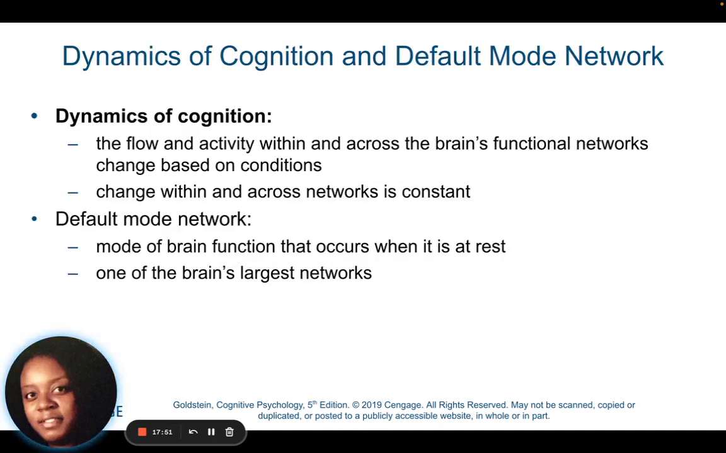So our cognitive ability can be very dynamic. The flow of activity within and across the brain's neural networks can change based on conditions. They can change within and across networks. And that default mode network just says that the mode of brain functioning, when it occurs, is going to be at rest if it's in default mode, and it is one of the brain's largest networks.